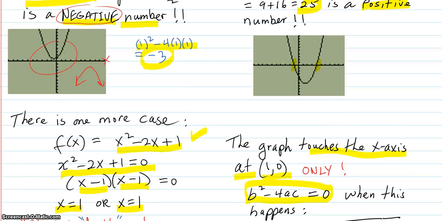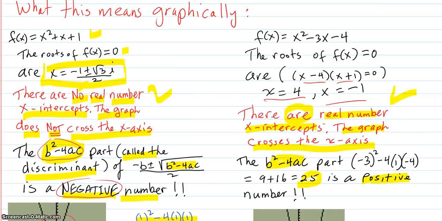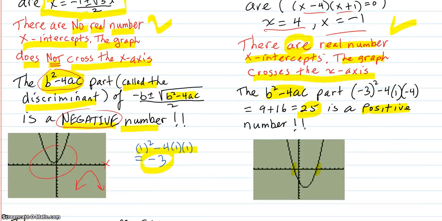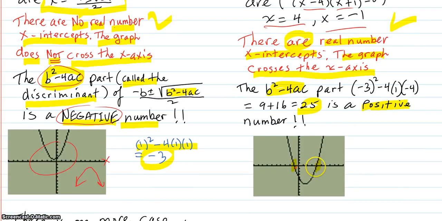Of course, there is one thing with this type. You could get irrational roots out of this type of thing, and it would still cross the x-axis in two places, even if there were irrational roots.